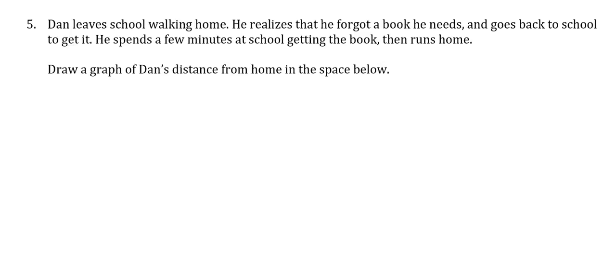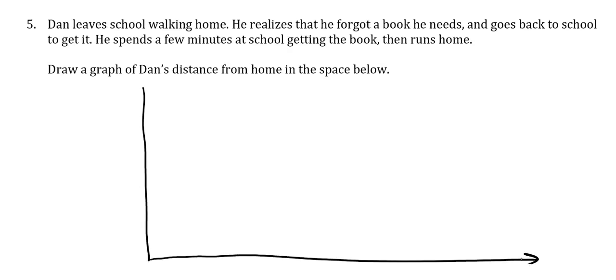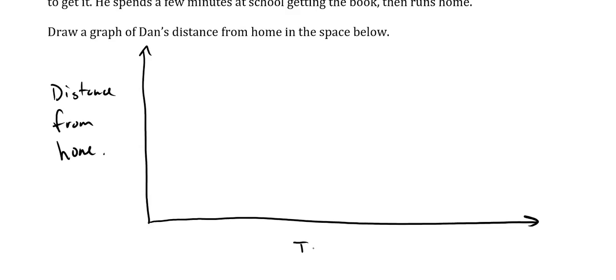Okay. Dan leaves school walking home. He realizes he forgot a book he needs, goes back to school to get it. He spends a few minutes at school getting the book, then runs home. Draw a graph of Dan's distance from home in the space below. So first thing I'm going to do is draw my axes in. So this is distance from home. And this is time, probably in minutes.